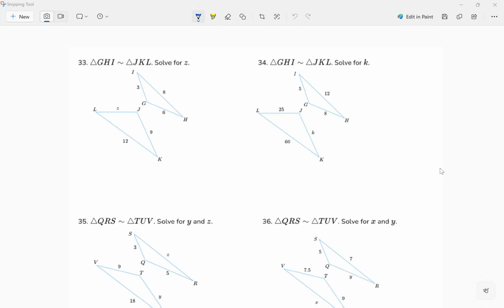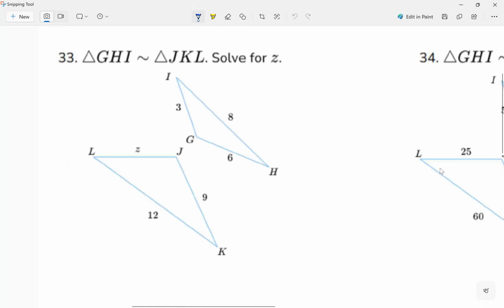Okay, so let's take a look at similarity. Today I'm going to be working questions 33 through 40. We're going to expand a little bit more about similarity. I know we've talked about it before. We said similar triangles have to have the same angles and the sides are proportional. We're going to expand a little more on the proportional part, and use that to solve for a side.